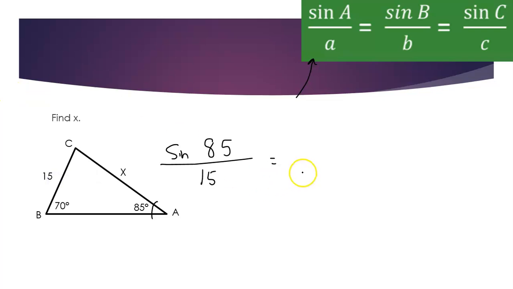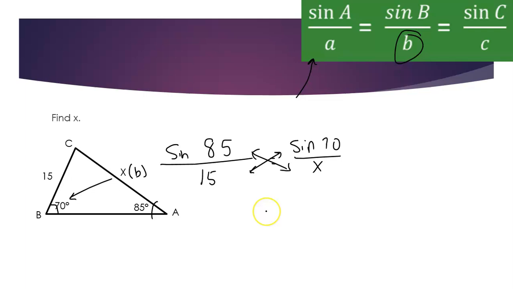So let's go ahead and set it up. We can see that X's opposite angle is 70, so sine 70 is what we would use, and the variable X. We can call it little b too, by the way, just so you understand where this little b is coming from. So now all we have to do is cross multiply this and solve. So go ahead and try that, see how well your calculator skills are. And let's see if you get the same answer that I have.